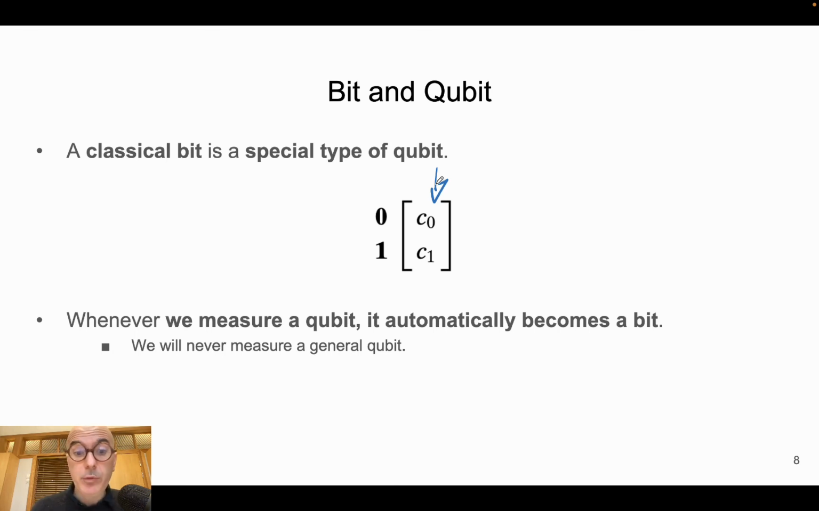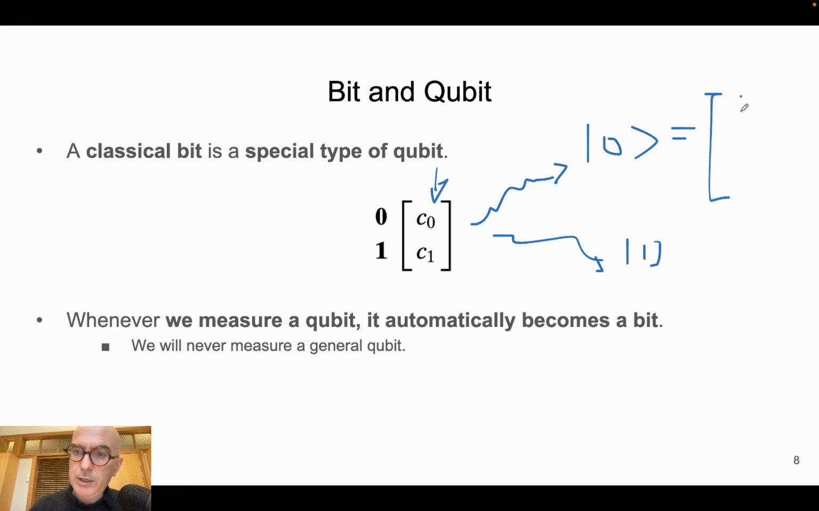One important thing is that the superposition tells us something about the probability of finding, after the measurement, the qubit in state 1 or 0. Whenever we measure the qubit, it collapses to a classical bit, because we measure either state 0 or state 1. We saw that this is equivalent to a column vector with 1 for state 0, and this is equivalent to a column vector where we have 0 for state 0 and 1 for state 1.